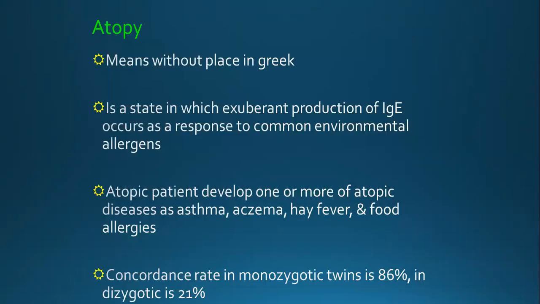atopic dermatitis. Atopy means out of place. This is a state in which there is excessive production of IgE, and this occurs in response to common environmental allergens. Atopic patients usually have a triad of allergies: asthma, hay fever or allergic rhinitis, and allergic dermatitis or atopic dermatitis. So it's a triangle and may or may not have food allergies.